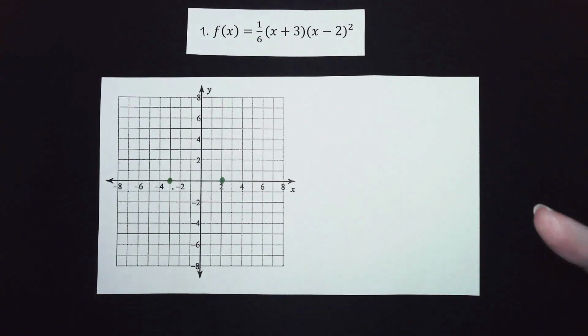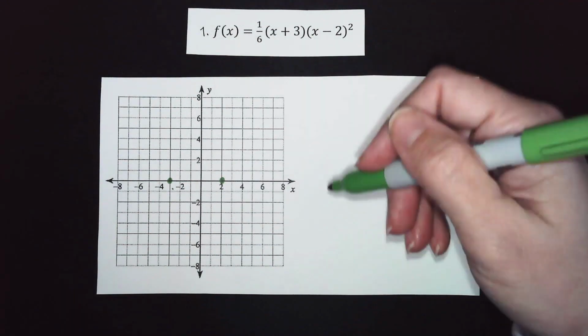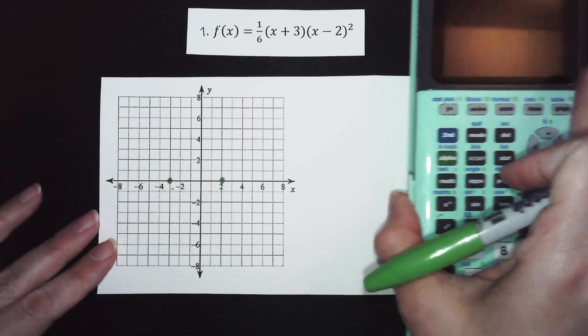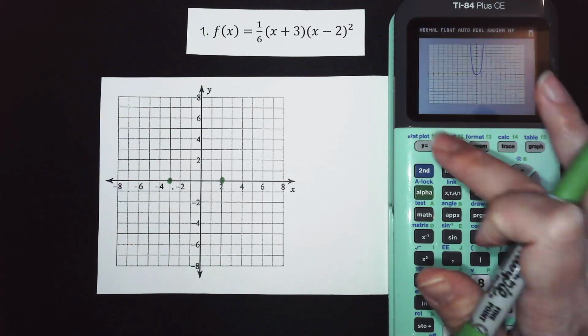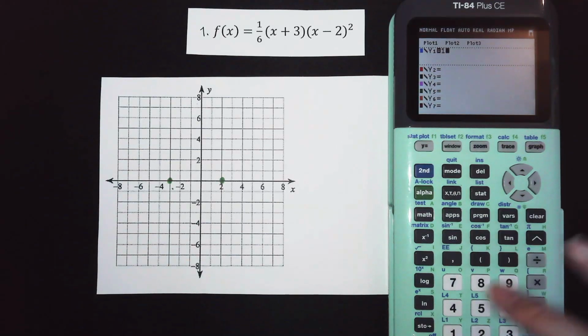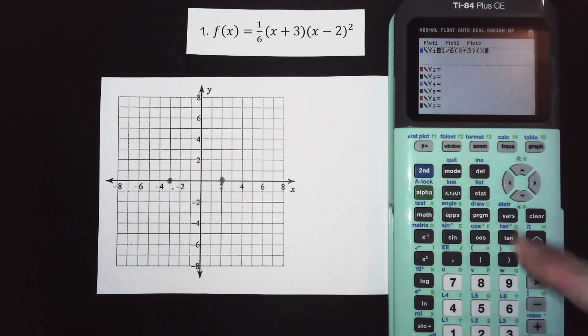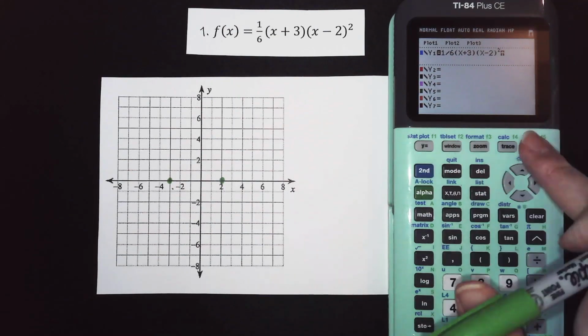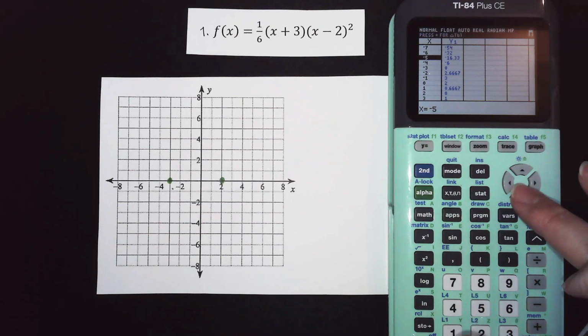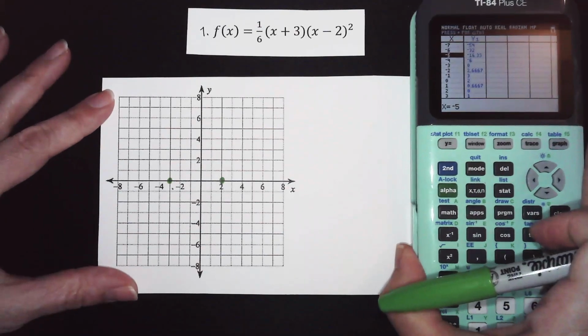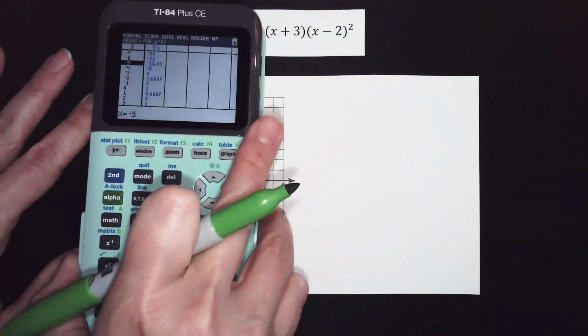Now, we could try using our parent function and getting points, but the easiest thing for these, since it is in intercept form, is to type in the function. So 1/6 x plus 3 x minus 2 squared, and getting a table. All right, so it looks like the -5, -16.3 is going to be off the graph. Here, I'm going to move this over here for a second.